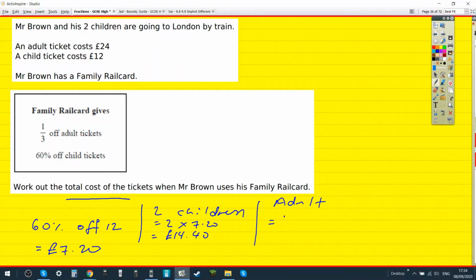So it is not 1/3 of, it's 1/3 off. So like with the child's tickets. Oh, so you take £8 away. Yes. Oh, okay. So if you think, it would be like 2/3 of 24. Oh, okay.